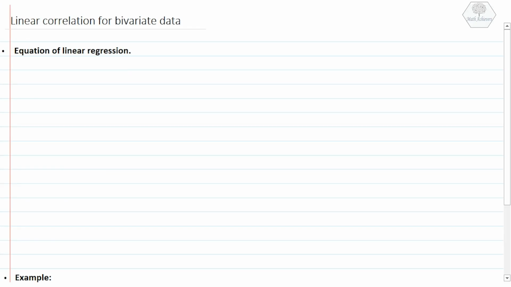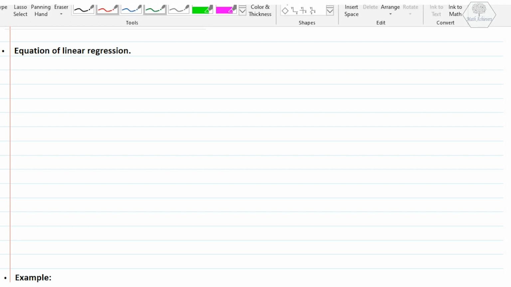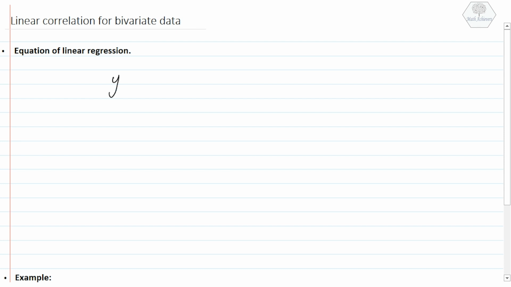Let's now talk about the equation of linear regression. The equation of linear regression is the same as the equation of the line of best fit, but when we find it using technology, it's more accurate than drawing it by hand. The equation of linear regression is mainly written as y is equal to ax plus b.